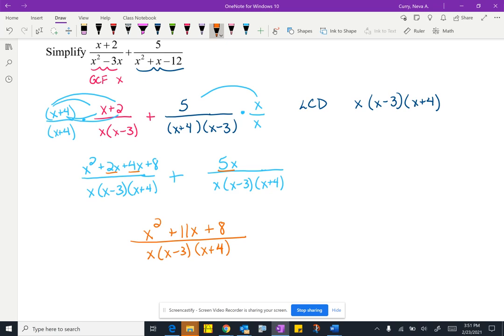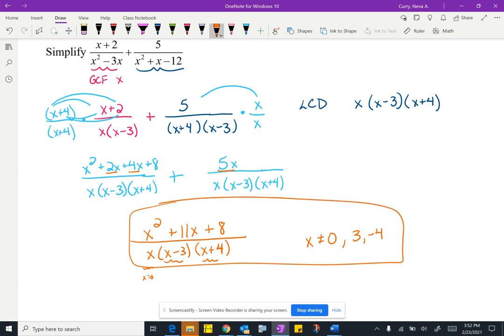Also, you might be asked what the restrictions on x are. We would ask, what makes the denominator 0? Because we can't divide by 0. So x cannot equal 0. That's this factor right here. What would make the next factor 0 is 3. And what would make the other factor 0 is negative 4. So if it asks about the restrictions on x, these would be the three numbers that x could not be, because they would make the denominator 0. So here is our final answer.